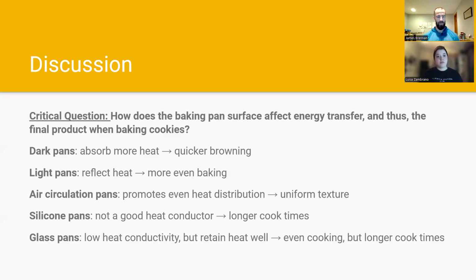And then the last pan was the glass pan. They have low heat conductivity and they take longer to heat up, but they do retain heat well. This can lead to even cooking, which is a good thing. But in this experiment, the cookies ended up being undercooked due to the fact that they needed a longer amount of time to bake, and they did not get that time, hence being undercooked.